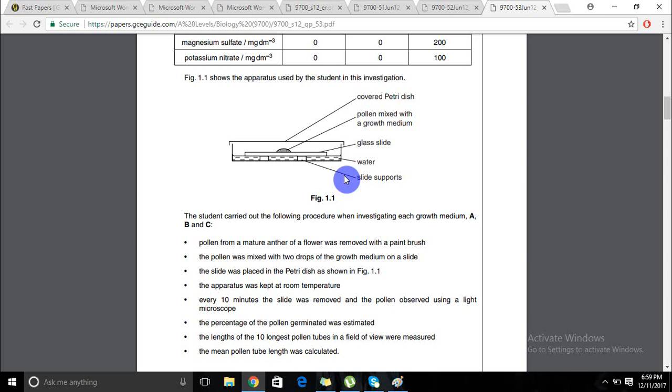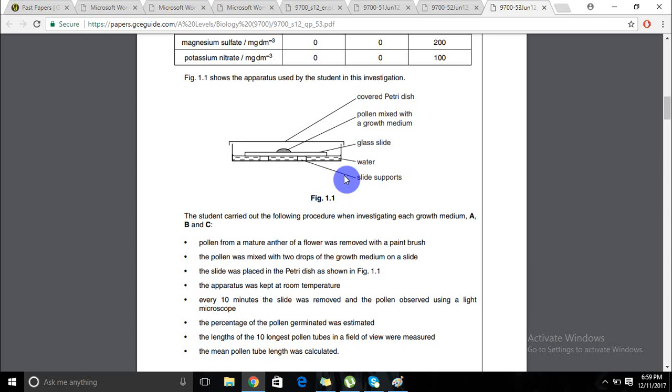So what would you observe? A pollen is basically a round structure, and you would observe a lot of them. There would be a lot of them on the slide, and they would be spread out. A simple ungerminated pollen would likely be circular.